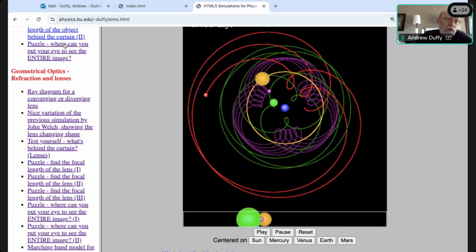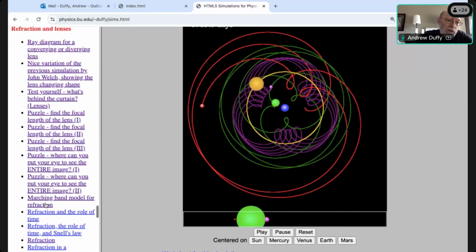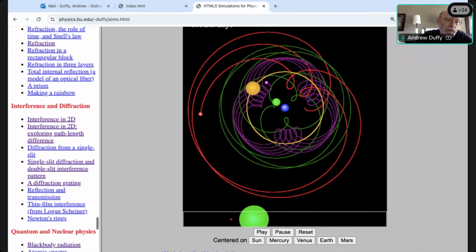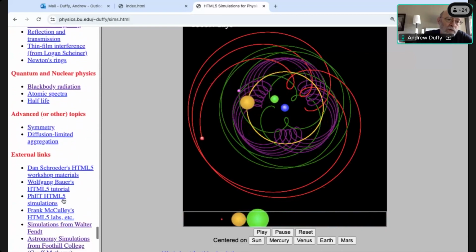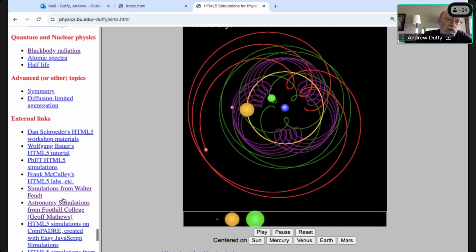That was reflection in mirrors, refraction in lenses has a whole bunch. Interference and diffraction, and then we're pretty much at the end there. And then there's some other links to other people's collections.